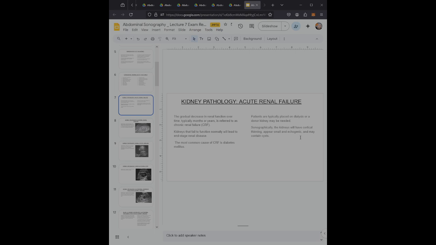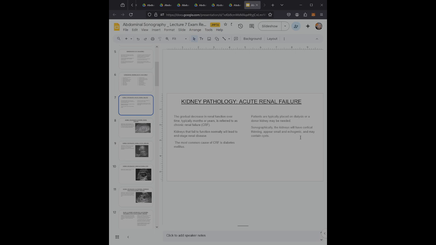Other causes of acute renal failure include renal artery stenosis, renal infection, UTIs, polycystic kidney disease, metabolic disorders such as amyloidosis, and inflammatory conditions such as Henoch-Schönlein purpura. And Henoch-Schönlein purpura is an autoimmune inflammatory vascular disease that mostly affects children, and it can permanently damage the kidneys.